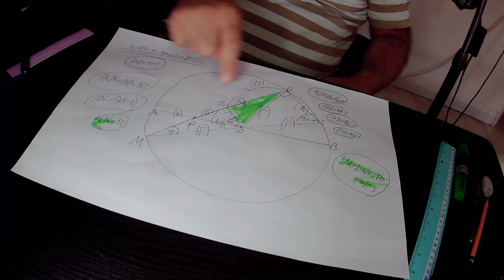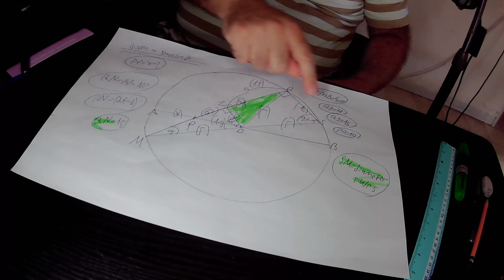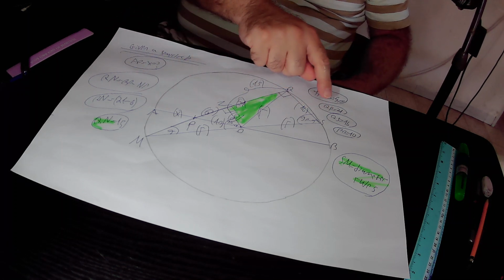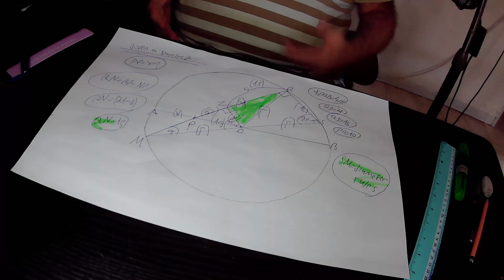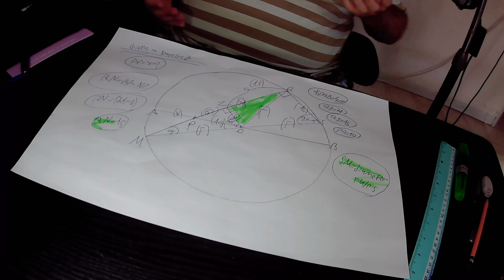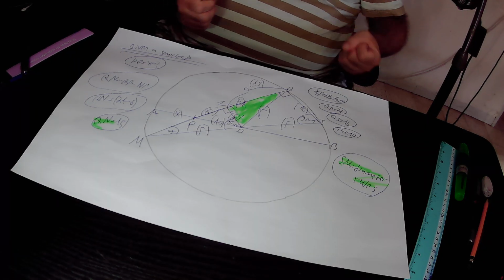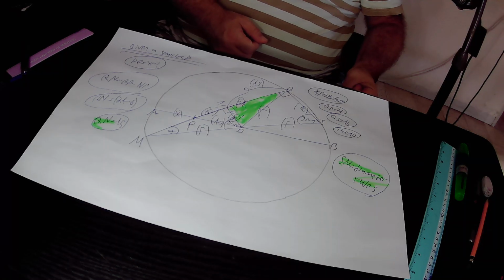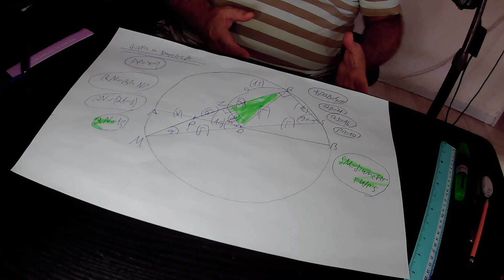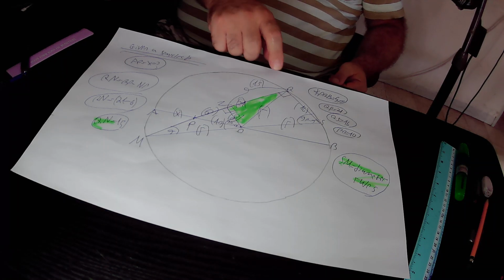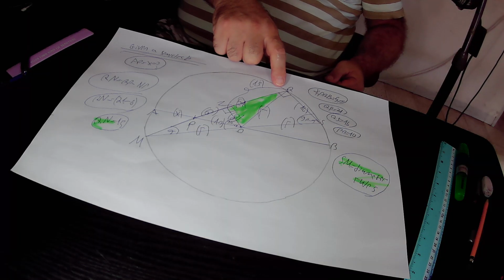Peripheral angle SQM subtends chord SM. Again, peripheral angle SQM subtends chord SM. We can implement rule 5 here. According to rule 5, any peripheral angle that is equal to 90 degrees in size must subtend the diameter of the circle. This is peripheral angle SQM that is equal to 90 degrees in size, and therefore this peripheral angle SQM must subtend the diameter of the circle.